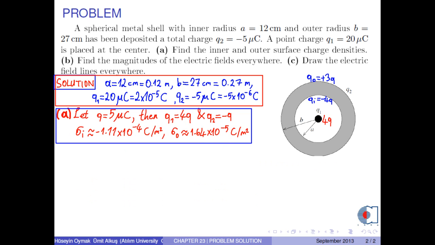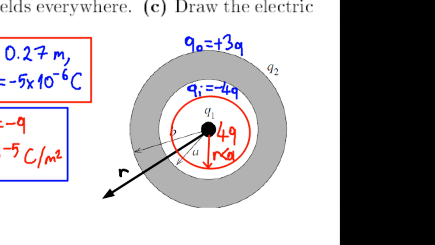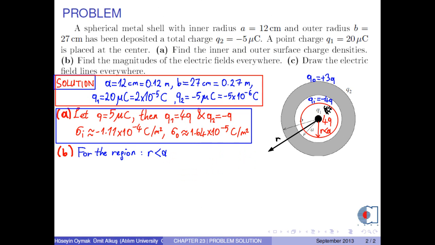B. Find the magnitudes of the electric fields everywhere. In the first region, r is less than a, we have a point-like charge 4Q. Therefore, the electric field is calculated as k times 4Q over r squared, or 4kQ over r squared.